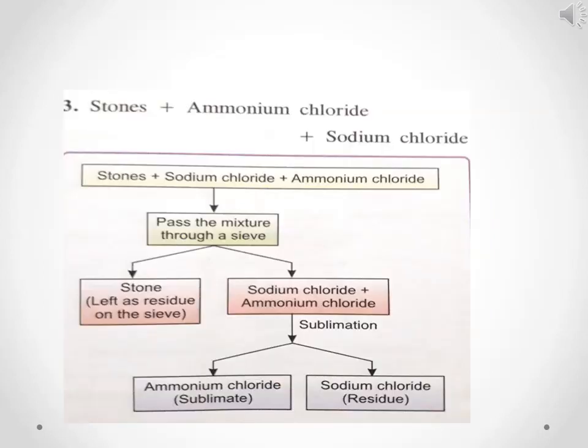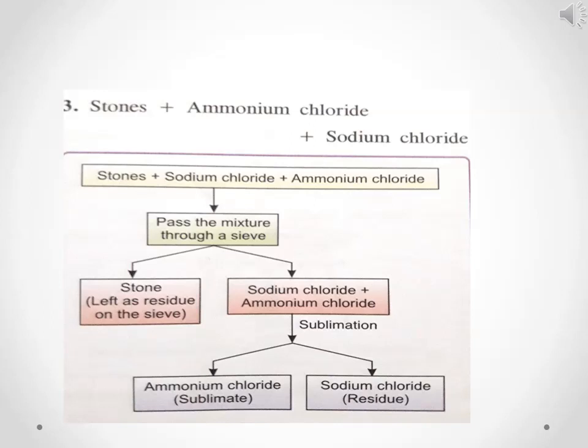In this slide, we have a mixture of 3 things: stones, ammonium chloride and sodium chloride. Now if you look at the 3 things, the sizes of the 3 components are different. The stones are bigger in size as compared to sodium chloride and ammonium chloride. So we pass this mixture through a sieve. Through the small pores or holes of the sieve, ammonium chloride and sodium chloride can easily pass, leaving the stones behind on the sieve. So that means we have separated the stones.